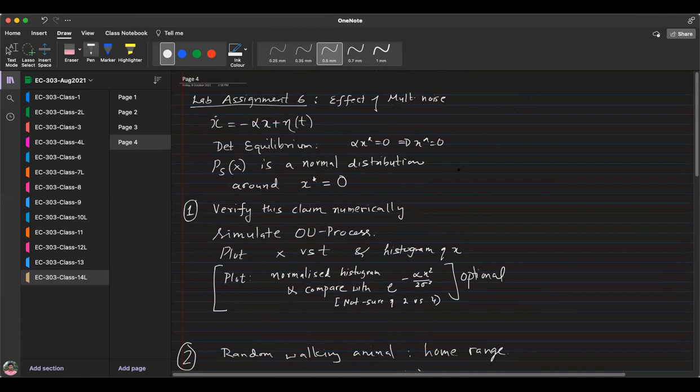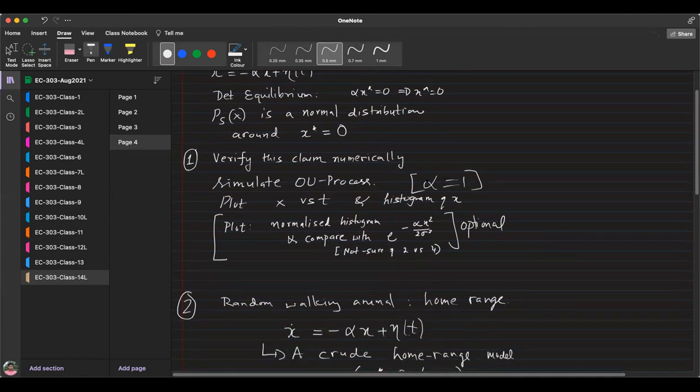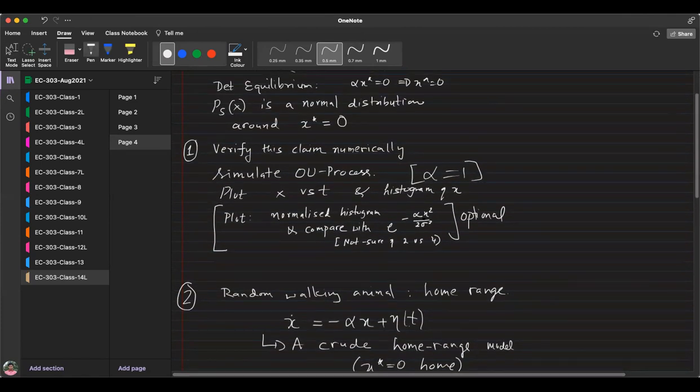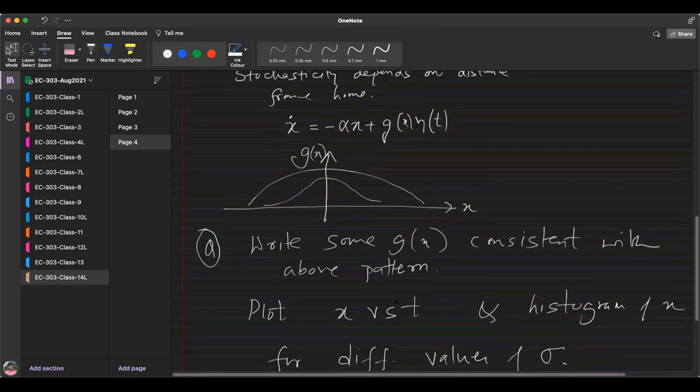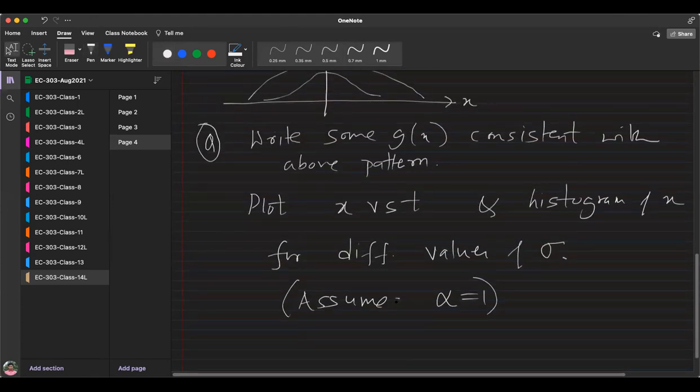Let's assume in your simulations that alpha is equal to 1. When you're simulating, assume alpha is equal to 1, but you can vary sigma and show different results for different sigma and do the same thing here. Okay. Clear to everyone what you need to do?